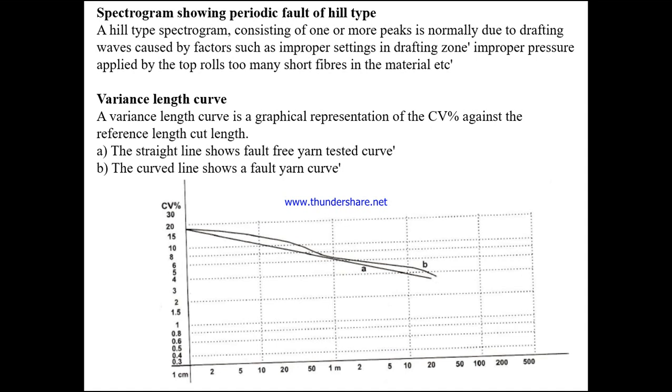So spectrogram is a very strong tool to understand and analyze the periodic faults in the textile material, either it is a hill type or it is a chimney type of spectrogram. Then come to the variance length curve.